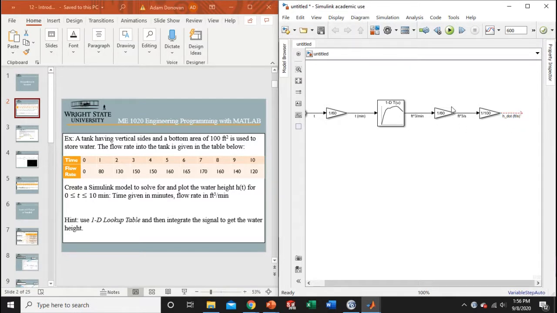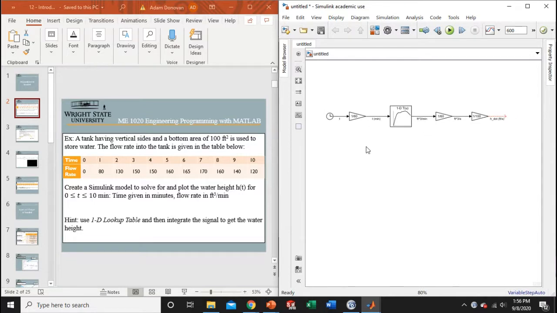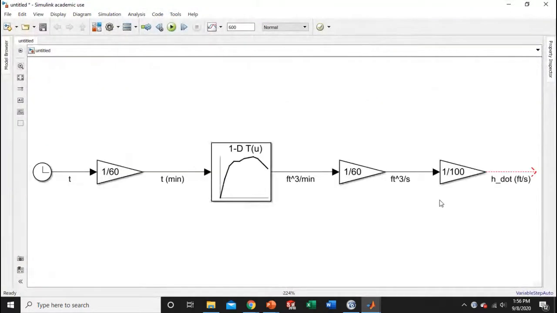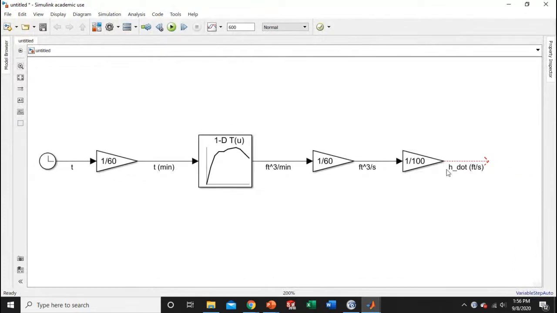The reason I had to do these conversions is now I can use my integrator block. I don't think I need this anymore. I know that I have the h dot, the change in height with respect to time. I can use the integrator block to integrate that to just what the height is. So this will give me what my height is with respect to time.